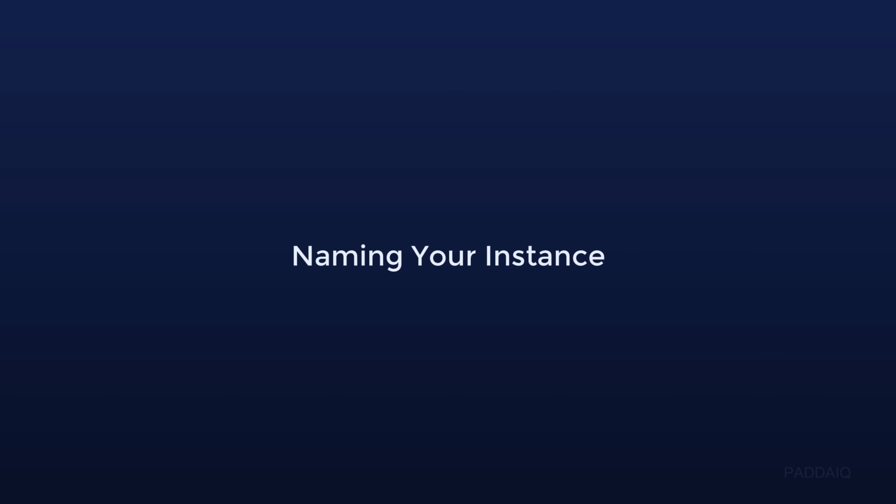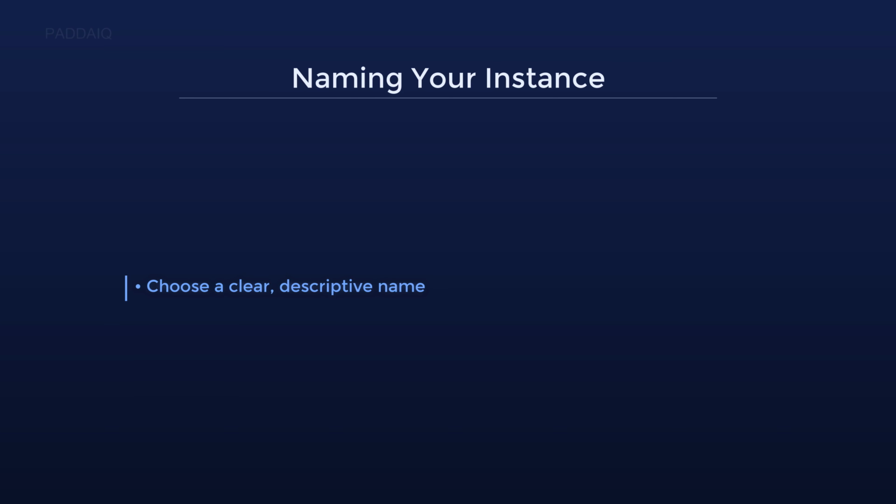Naming your instance. Choose a clear, descriptive name. This means picking a name that immediately tells you what the instance is for, avoiding vague terms. For example, name it Produce Retail Payroll instead of Test 01. A good name saves time and prevents confusion when managing your landscape.